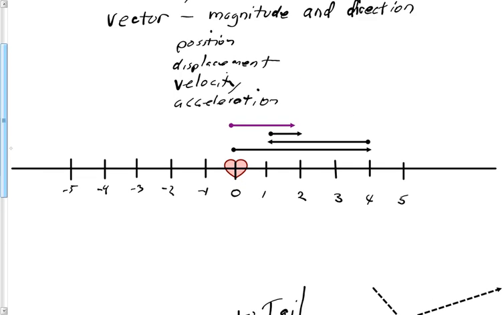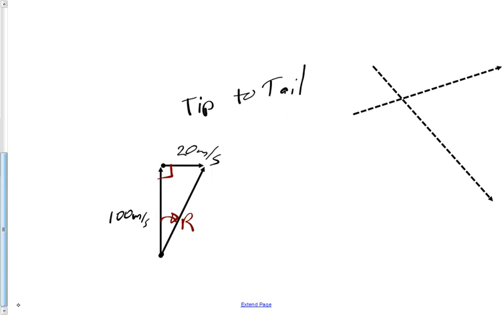Remember that in one dimension, we can add up vectors just like on a number line. That's the easiest way to think of it. And we will then transfer that to two-dimensional stuff. That'll be the next thing that we do.